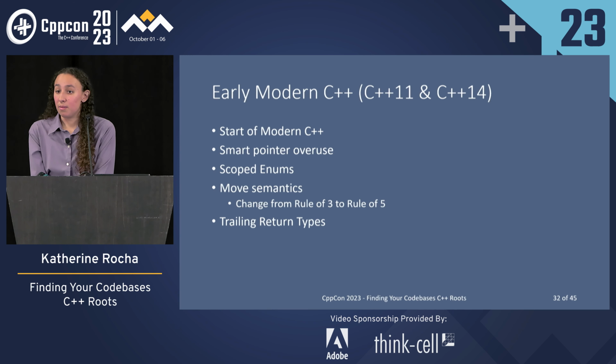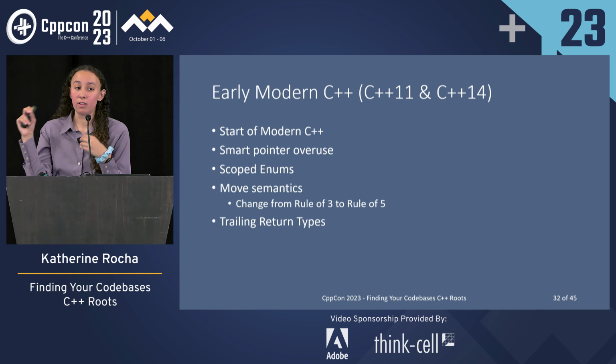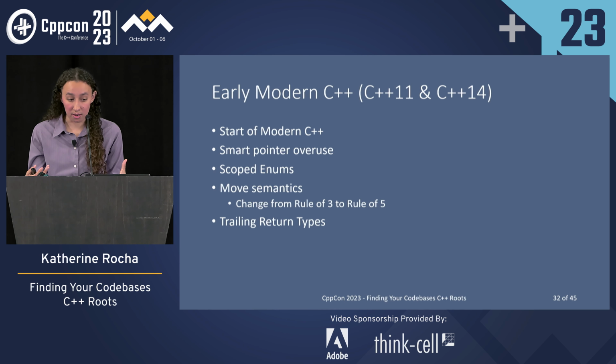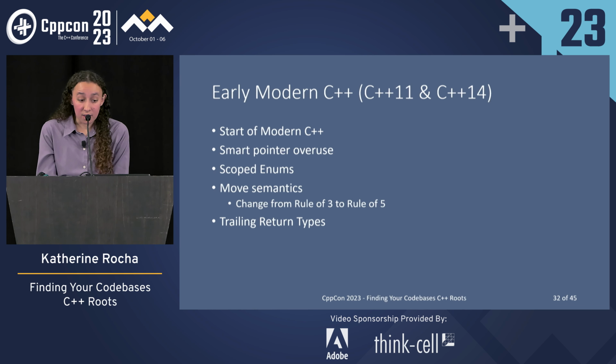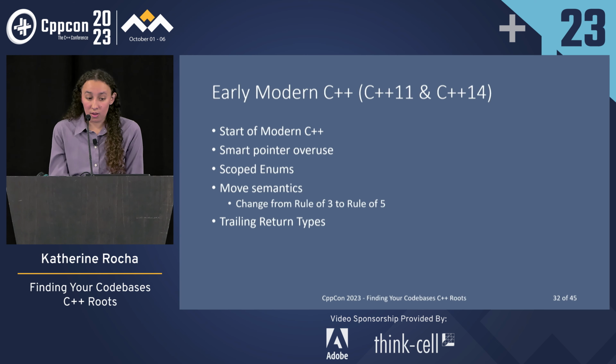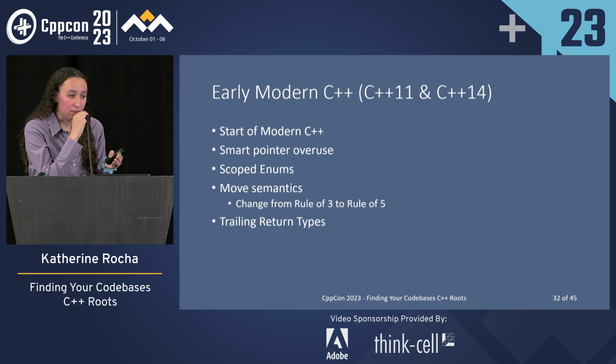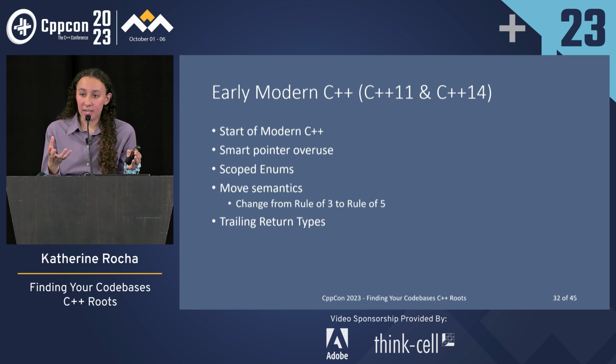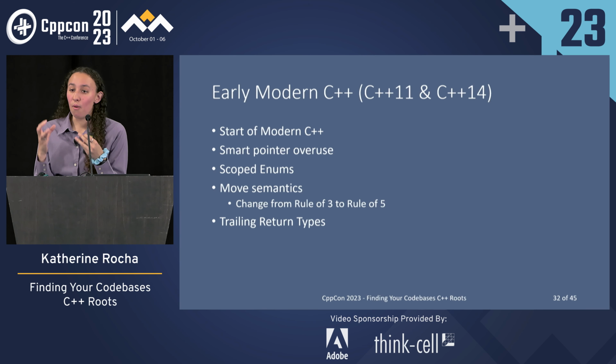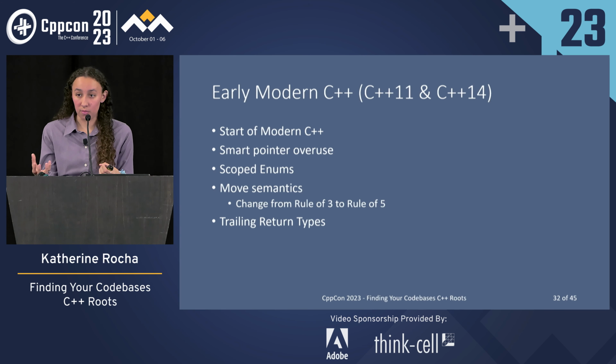We also have scoped enums, so we're continuing that language evolution and trying to figure out what's going on. Another big one is move semantics. We had the change from the rule of 3 to the rule of 5 here, which was a really big deal because at the end of the day, we're changing how we think about writing code and how code actually works.